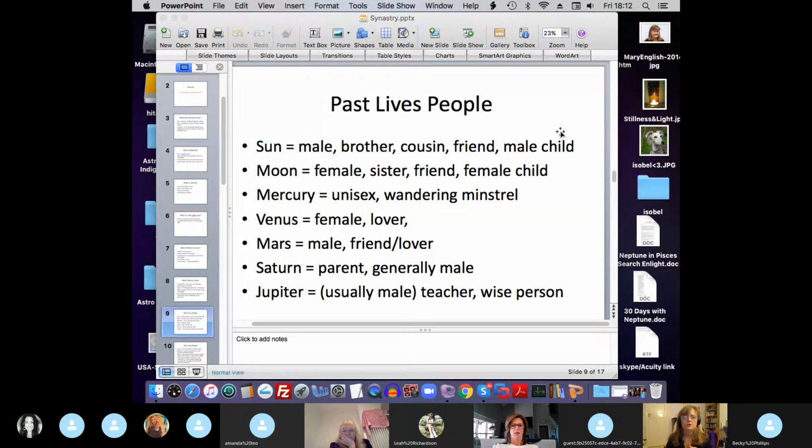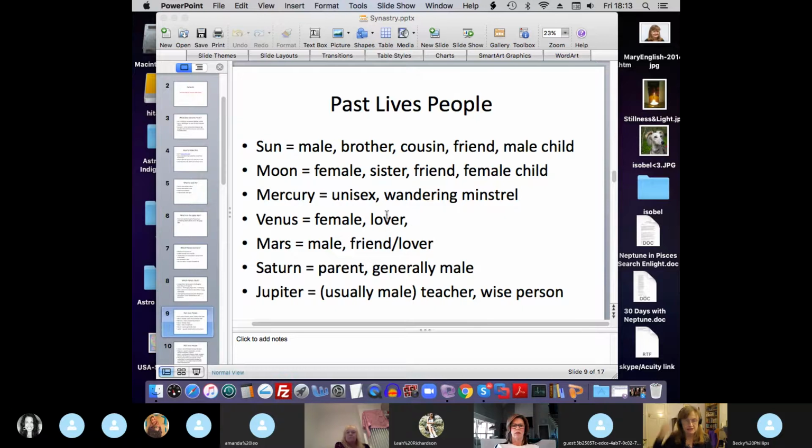So how do we determine what past life people are? So the sun is a male planet, and it could be, in past life astrology, a brother, a cousin, a friend, or a male child. The moon is female. That's a standard astrological thing. And in past life, it could be your sister, your friend, or your female child.